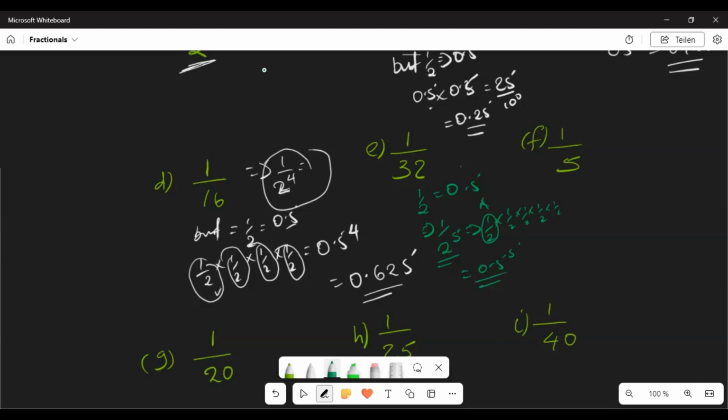We know that 5 raised to the power 5 gives us 3,125. In this case, since we're going to have 5 decimal places, we're going to put everything under decimal places. So our answer is going to be 3,125 over 100,000, which is 0.03125.